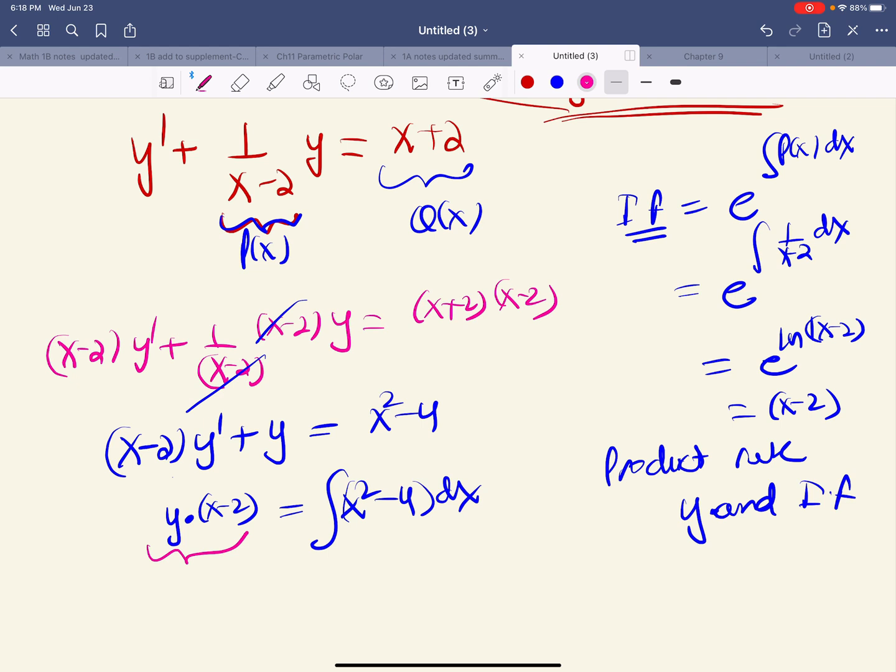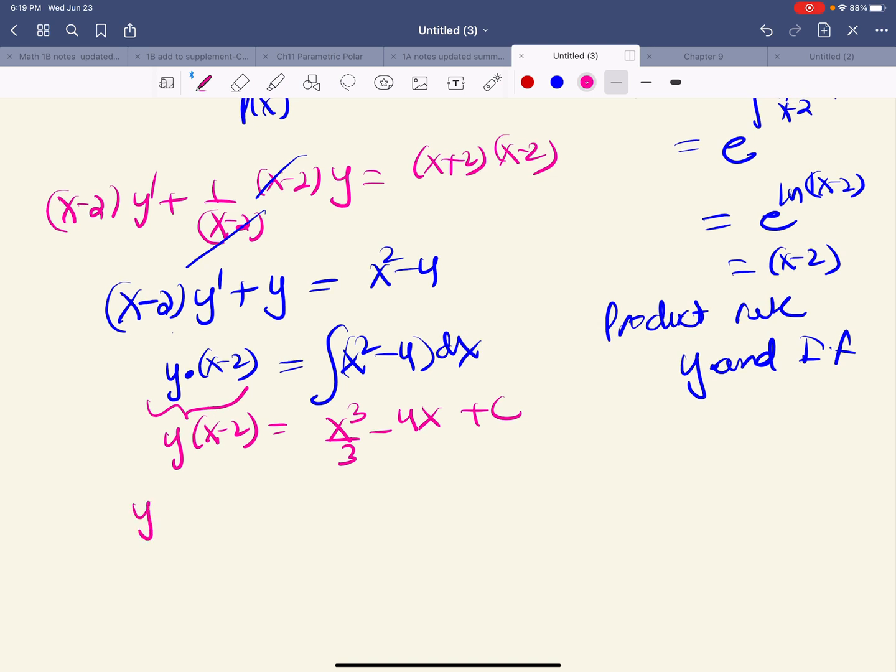And on the left hand side, we're just left with y times x minus 2. And the right hand side, we have the integral of x squared minus 4 dx. Integral of that would be x to the third over 3 minus 4x plus a c.